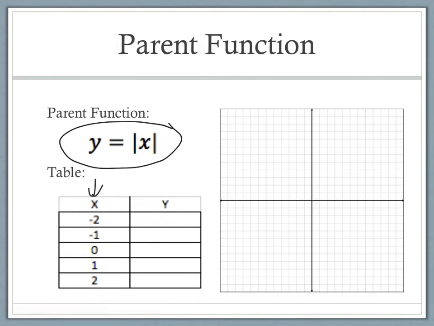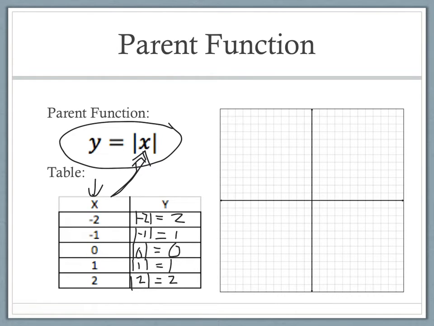So I'm going to plug in -2 into this equation for the x. The first one's going to be the absolute value of -2, which we know absolute value always makes a positive, so that's just going to be 2. The absolute value of -1 is just going to be 1. The absolute value of 0 is just going to be 0. Absolute value of 1 is 1. Absolute value of 2 is 2. So I just plugged in my x values into this function just to see what it's going to do.